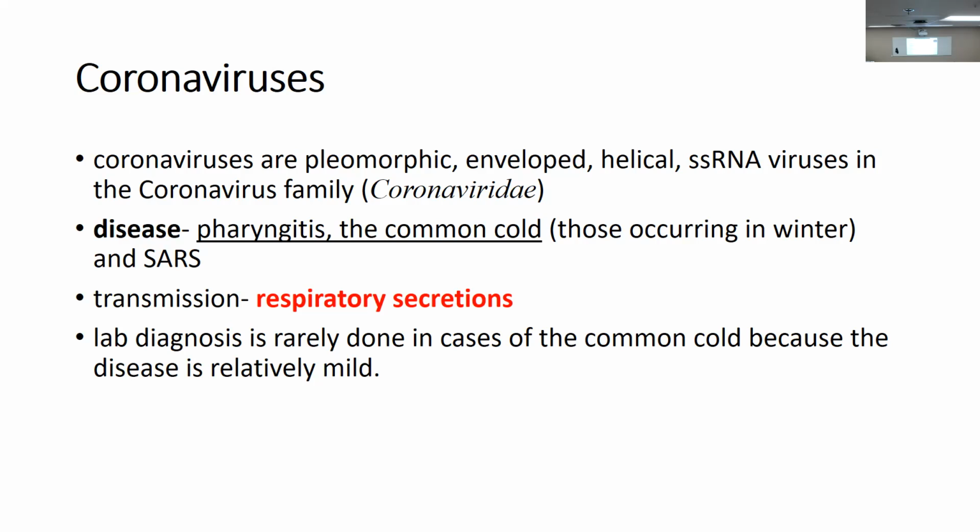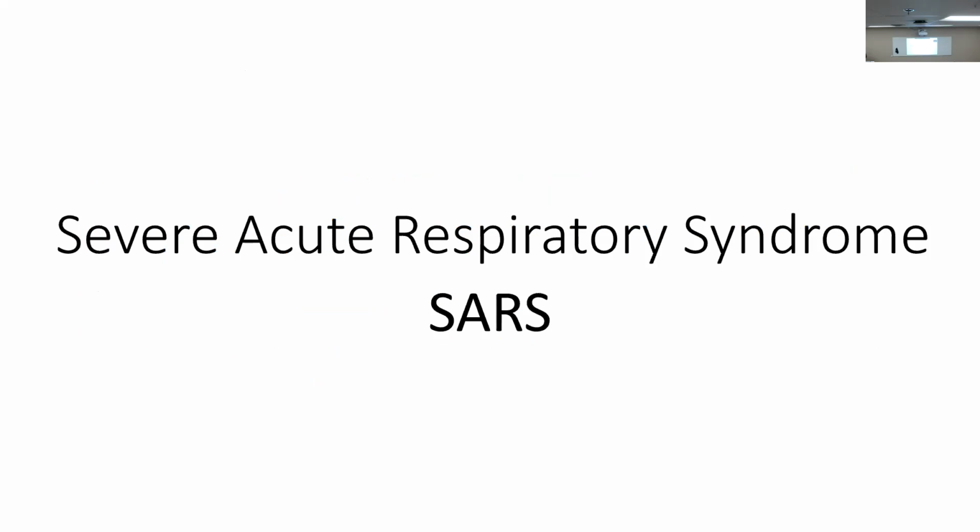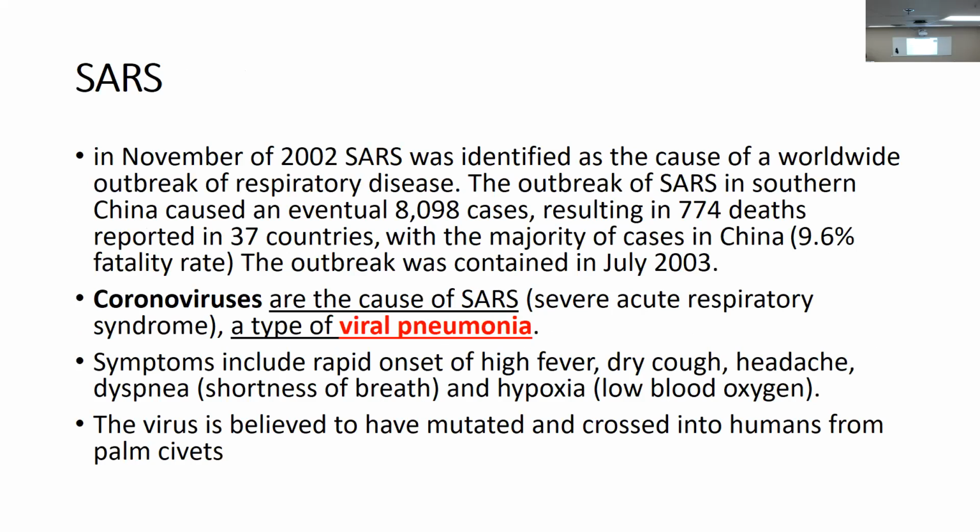Lab diagnosis rarely done in cases of the common cold because there was nothing really to worry about. So guess what? We don't have tests for this. Amazing, right? We didn't have tests for this because we weren't worried about SARS, severe acute respiratory syndrome. 2002, this is what I mean by the warning shot. Pretty much 20 years ahead, right? 20 years, we had a warning shot. When did SARS come back this time? November, wow, amazing. How about that?